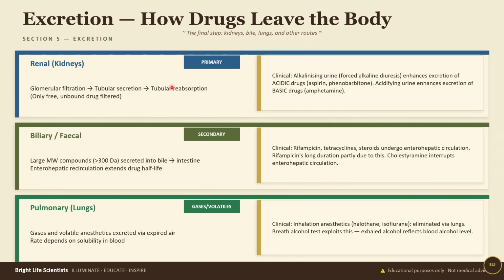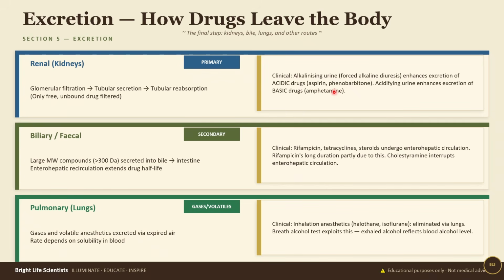In tubular reabsorption, unionized lipid-soluble drugs get reabsorbed. We also have urinary alkalinization. Here, alkalinizing urine with sodium bicarbonate traps acidic drugs like aspirin and phenobarbital. These become ionized in alkaline urine, so they cannot be reabsorbed and they get excreted. This is the treatment for aspirin overdose. Acidifying urine traps basic drugs like amphetamine.